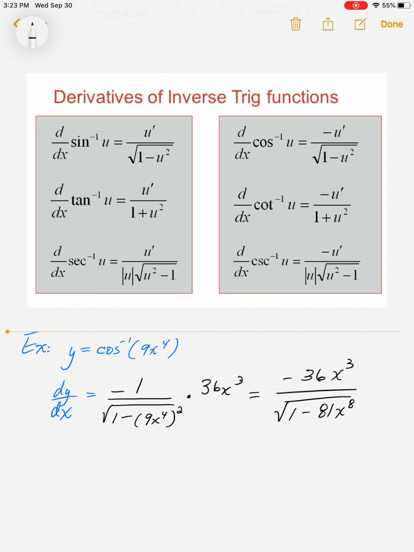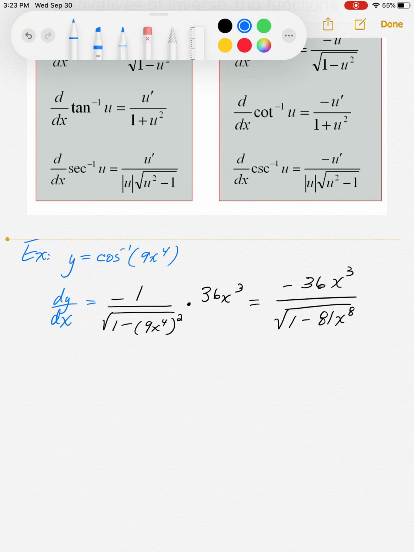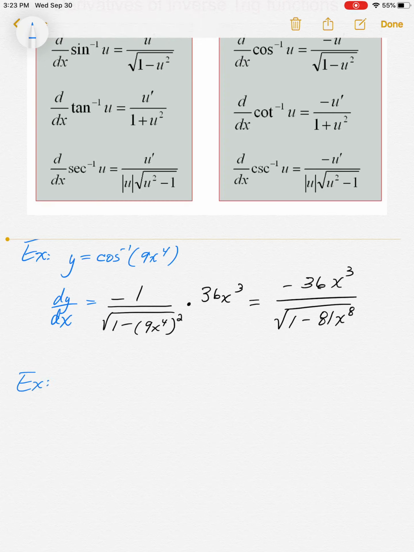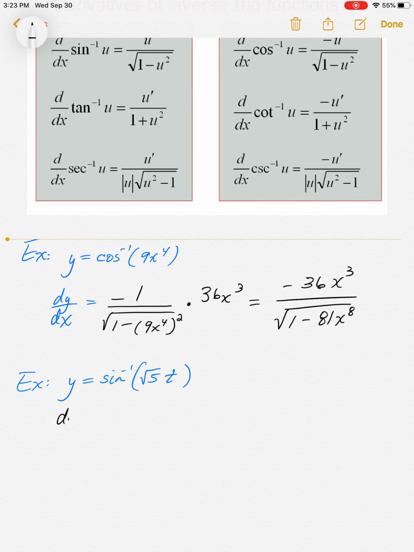All right. Let's toss in another example. They're not going to get any harder. They look the exact same, okay? Let's just change up which function we want to use. We have y equals sine inverse of square root of 5t. We want to find dy/dx.